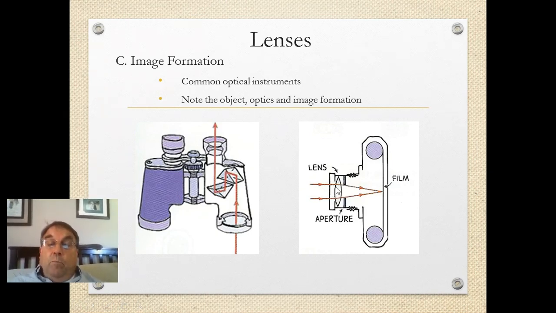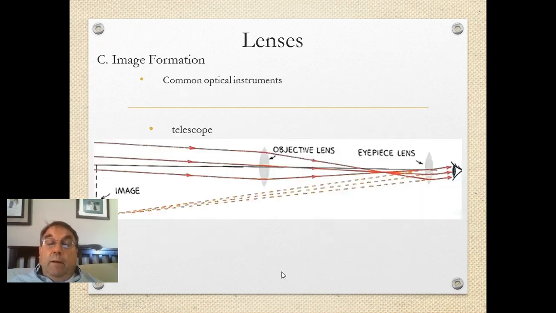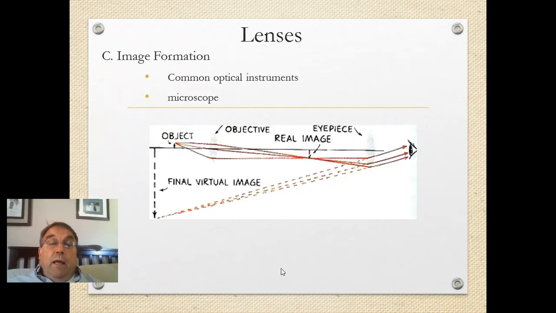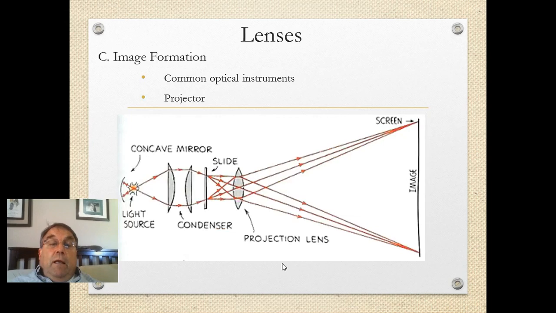A camera works much like the lens of your eyeball. It focuses the light from the object to the film where the image is produced. And this is how a telescope works. And microscope. Telescopes and microscopes are very similar. And a projector.